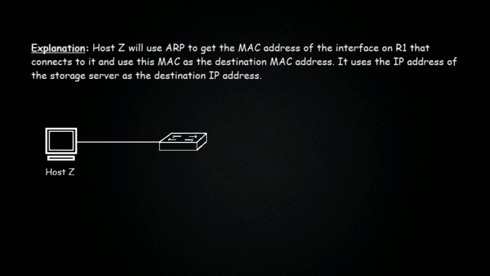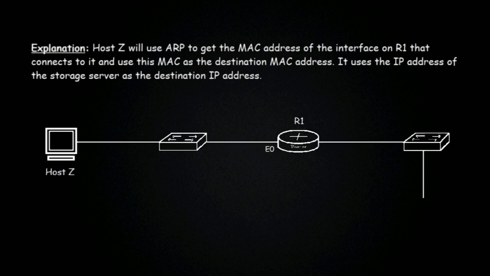Host Z will use ARP to get the MAC address of the interface on R1 that connects to it and use this MAC as the destination MAC address. It uses the IP address of the storage server as the destination IP address.